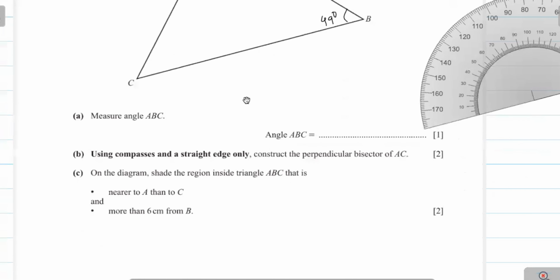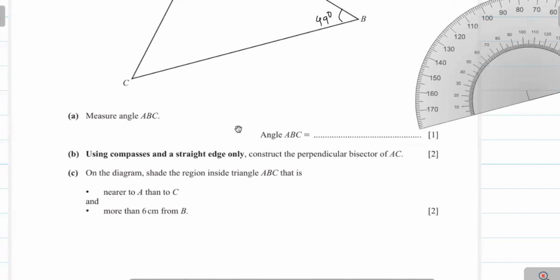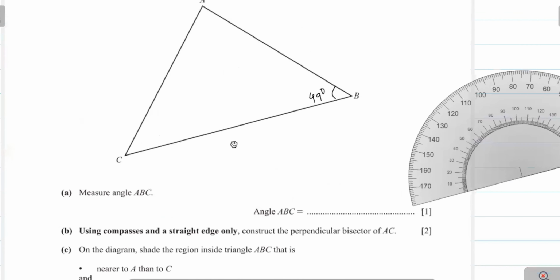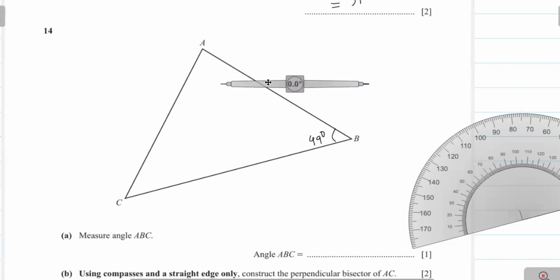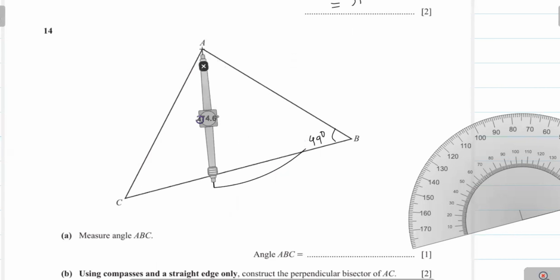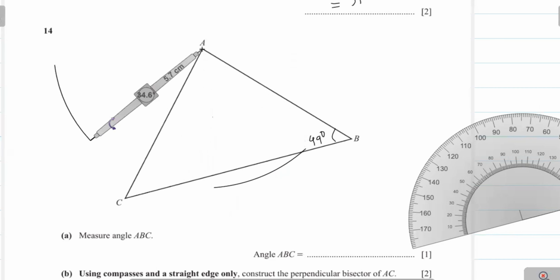Next, part B, using compass and straight edges, construct the perpendicular bisector of AC. Now the perpendicular bisector of AC, we can draw by using the compass. Firstly, we will take the center A to draw the arc. Firstly, we will draw the arc on the right side. Here, I will draw the arc here. Next, we will draw the arc on the right side, and this is the arc.